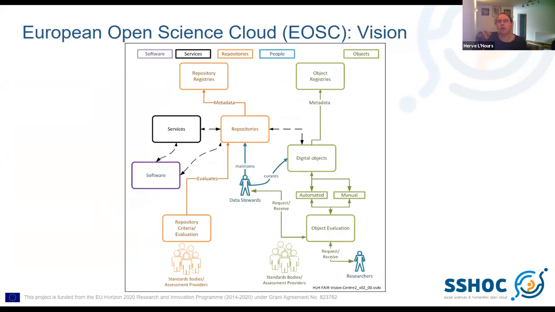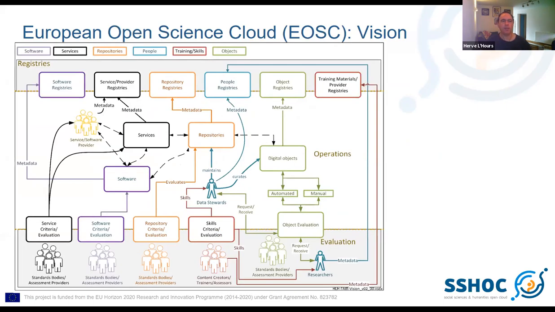It's not only the repositories that rely on those services and software that's presented here, but it's a much broader piece. And eventually bringing this out into the layer of registries envisioned by the Turning FAIR into Reality report, so that they can support an operational layer, and that operational layer is in turn supported by evaluation, which might not be certification, it could be standards compliance, self-assessment, a variety of different approaches are in place. But we need to be able to do these across software, services, repositories, people, to an extent training and skills, and of course the objects themselves.